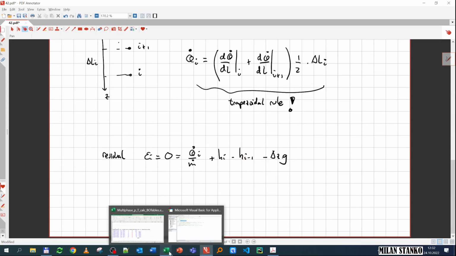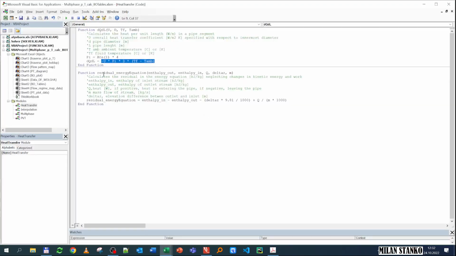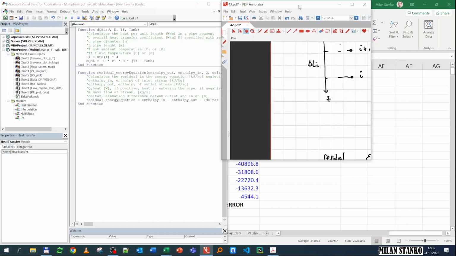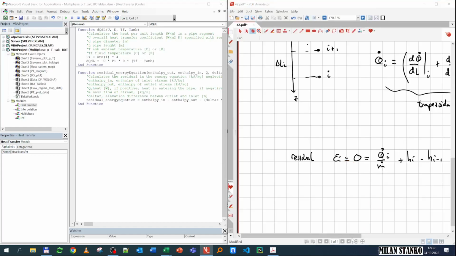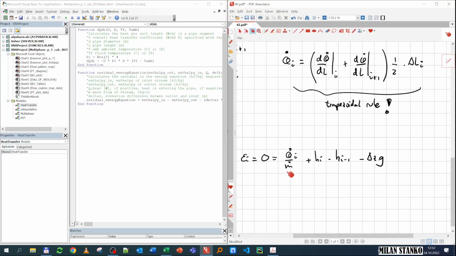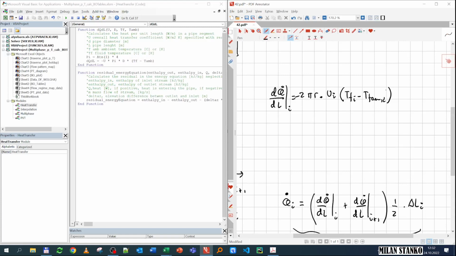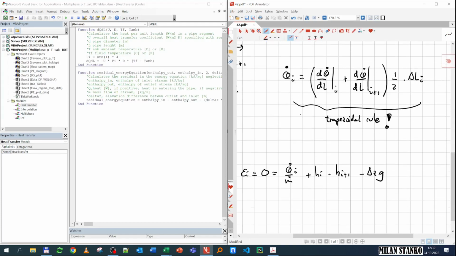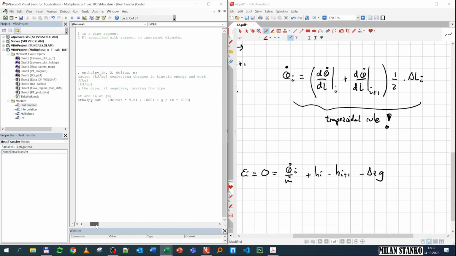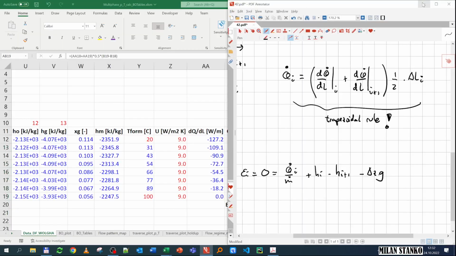And that equation is also programmed for you in VBA. So see, the residual of the energy equation is enthalpy in. Let's maybe just make sure that it makes sense. Enthalpy in minus enthalpy out. It should be +1, right? I guess here is also +1, yeah. So enthalpy in minus enthalpy out minus delta Z. Z here is the out minus the in, plus the Q. And the Q here has a negative sign.